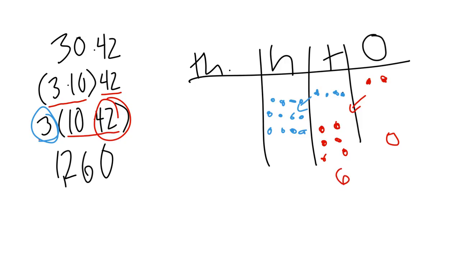And since we have 12 hundreds, we can make a bundle. So we will make a bundle of 10 and then shift that over to the thousands to give us 1,260 for our answer.